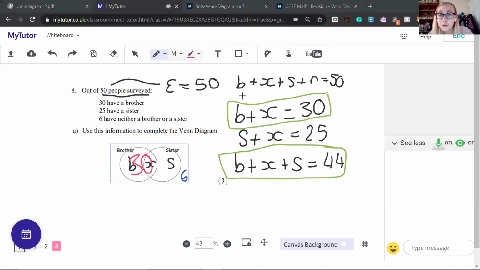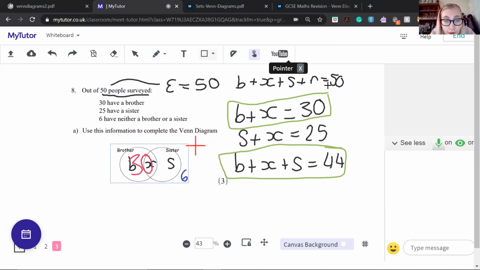Someone said, how is it 44? 50 minus 6. The whole of the rectangle has to be 50, but 6 of them have gone here, so these 3 then have to be 44. Hopefully me writing the big 30 here helps a little bit.